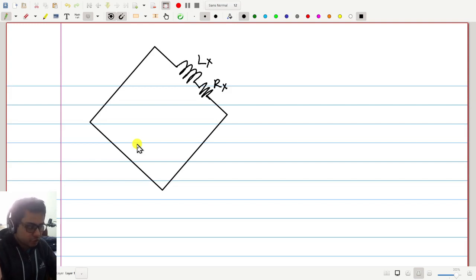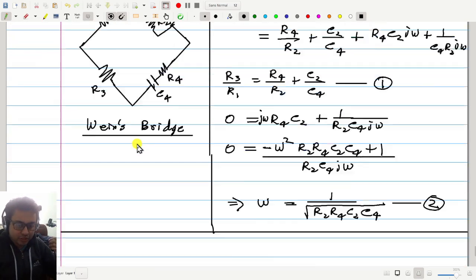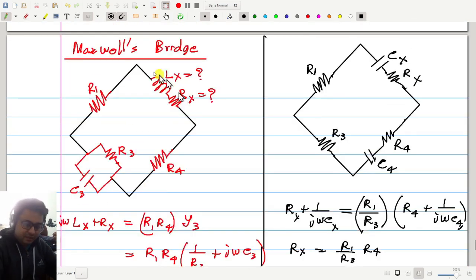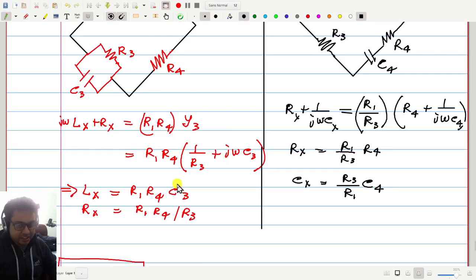So any suggestions to start with? One possible way is Maxwell's bridge, which we saw already. Any other suggestion? Maxwell's bridge is here, and this is a product bridge, because the product of the opposite two arms is chosen to be a pure real number. Actually, can we go for a ratio bridge?